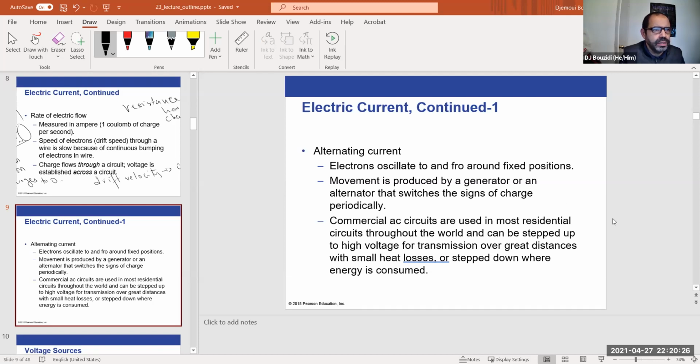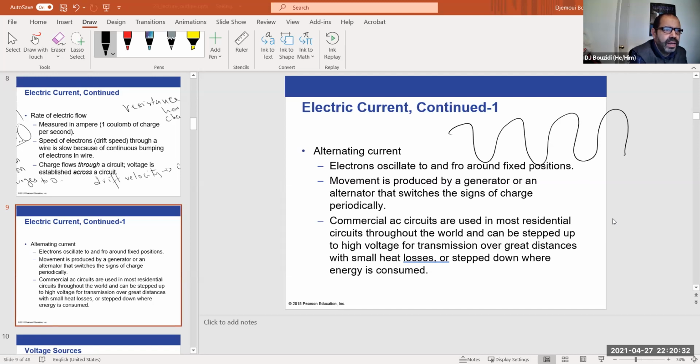Again, for the AC current, what's actually going on is that you have an oscillation. At some point the electrons are moving in the positive direction, and at other times they're moving in the negative direction, and so on. So the polarity flips between positive and negative, and so on and so forth. The polarity flips, and that is what distinguishes it from DC current.